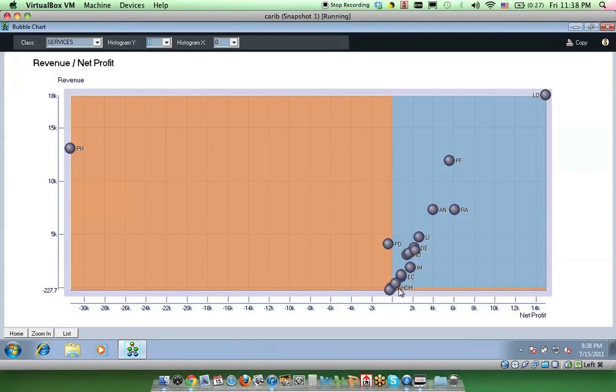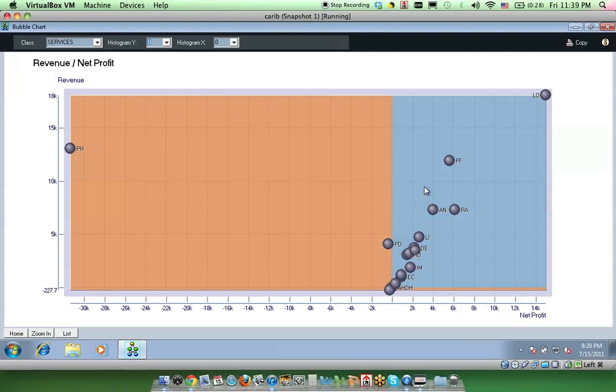So here we have on the right side, where it's blue, profitable departments, and on the left side, in the red, departments that are losing money. So just taking a look here real quickly, we see some outliers. We have PH, or pharmacy, that produces maybe $13,000 or $14,000 of revenue, but produces a substantial loss for the clinic, about $31,000 of loss. We see another outlier, laboratory out, that's producing about $18,000 of revenue, with a profit of about $15,000. So a very nice profitable service.